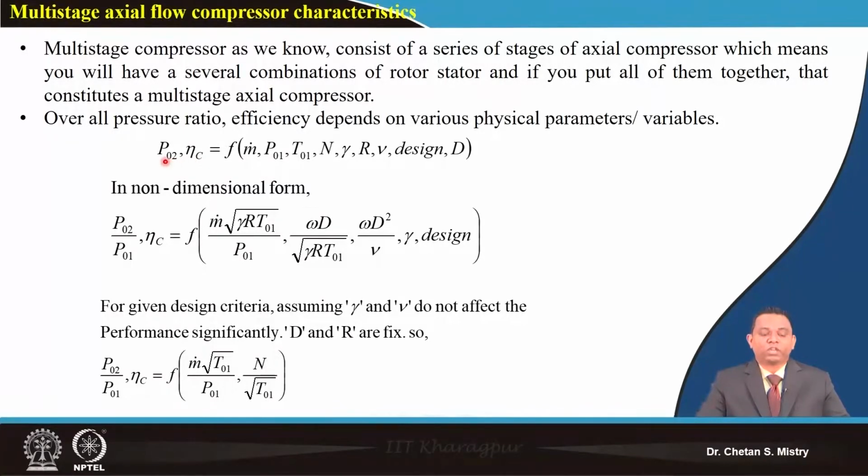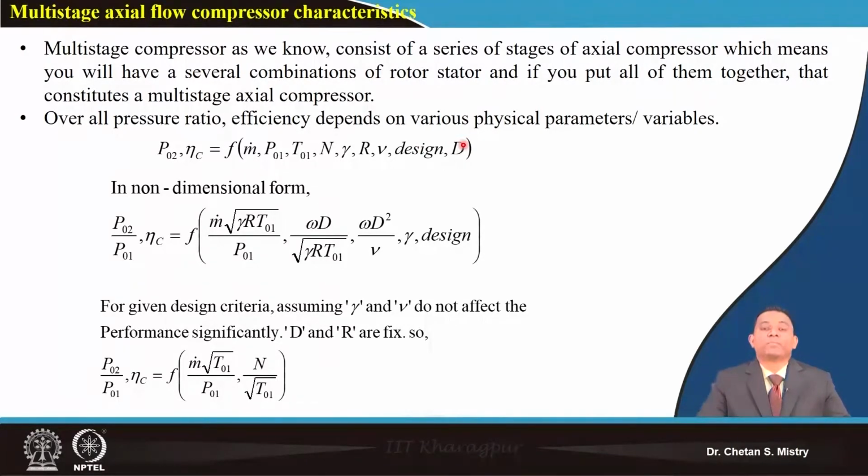So if we are looking at this kind of pressure ratio and efficiency, it is a function of the mass flow rate, my inlet pressure, inlet temperature, what my speed will be, specific heat ratio, gas constant, radius ratio, design strategy, and we can say geometrical or characteristic dimensions.